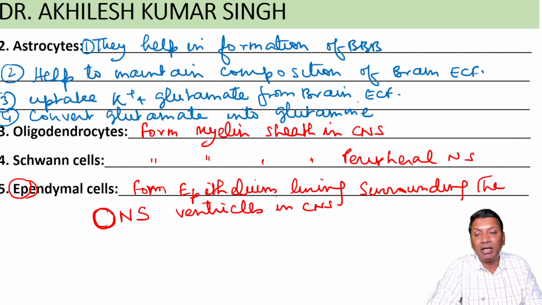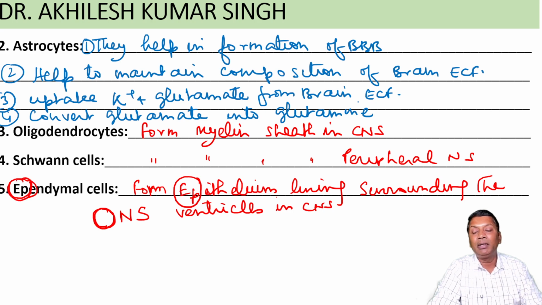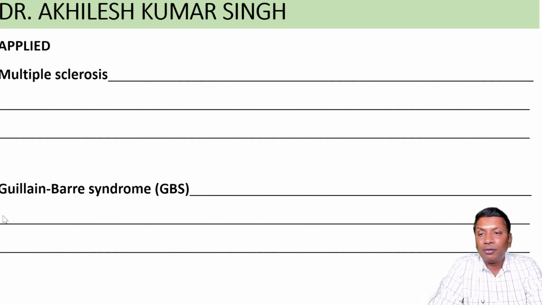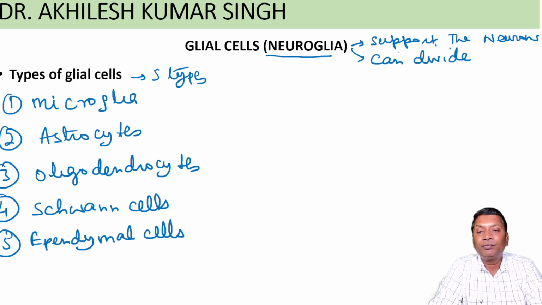Right. So epithelial lining means what? EP. EP for epithelial lining and EP for ependymal cells. So these ependymal cells, they will form the epithelial lining surrounding the ventricles in the central nervous system. Right. So these are the important points on the neuroglial cells, which are also called glial cells, which are of 5 types.